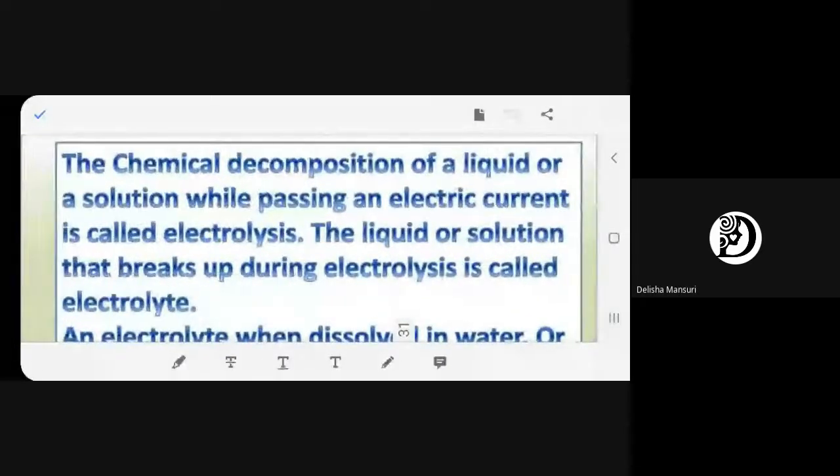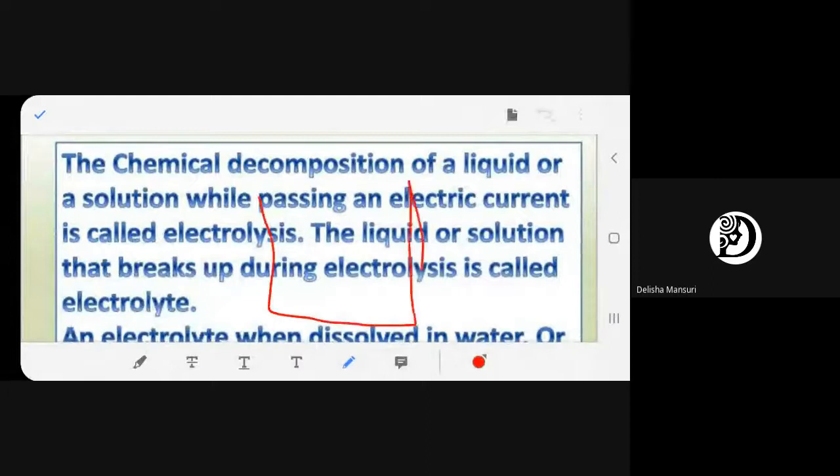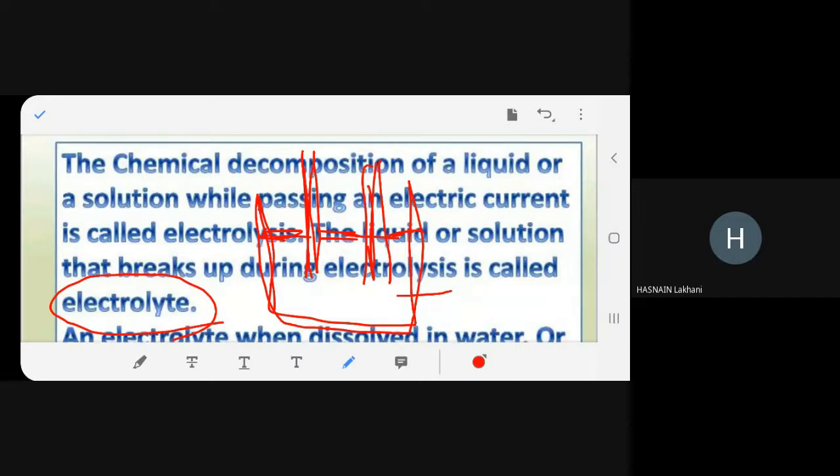Now, for example, this is a liquid in the beaker, and there are two electrodes. Now, this liquid in which the electrodes are immersed is called the electrolyte. What is it called? Electrolyte. All of you understood now? The liquid which I'm keeping in a beaker and where I've immersed the electrodes is called the electrolyte.